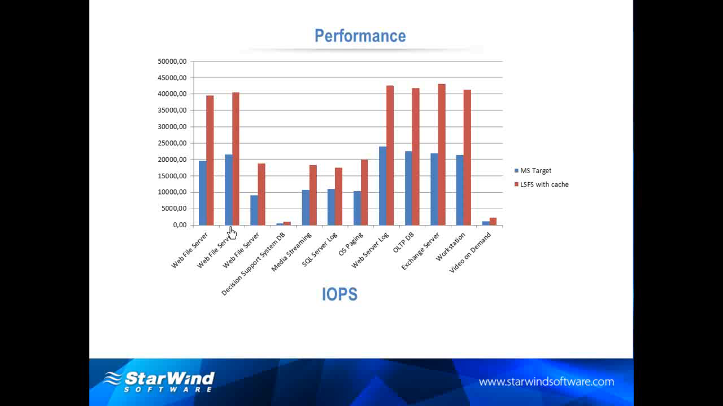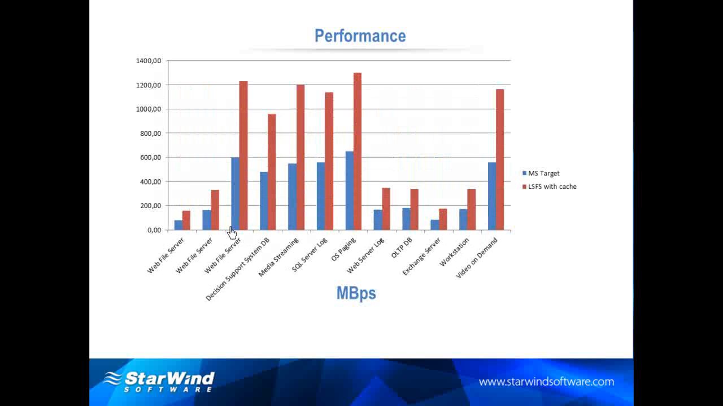Those columns are showing you the IOPS, and here we can actually see the megabytes per second. To be honest, well, that's just my opinion, I think the red columns could sometimes be bigger when talking about web file servers, web server log or OLTP or some workstations. But that diagram was aimed to give you a general explanation about the performance of LSFS. As you can see, it is really fast. And I think we will even improve those numbers.